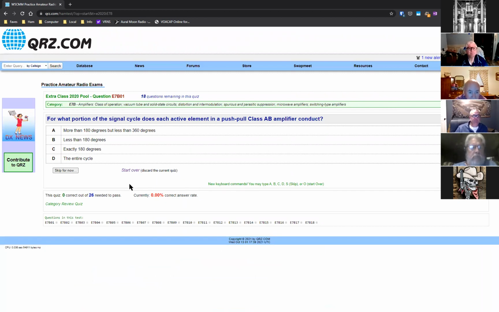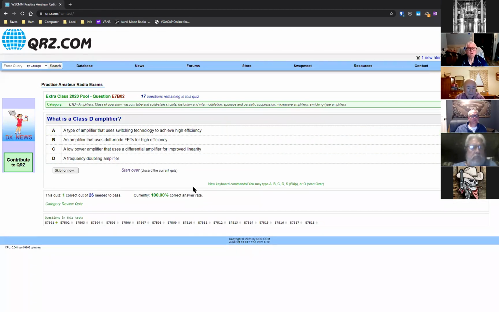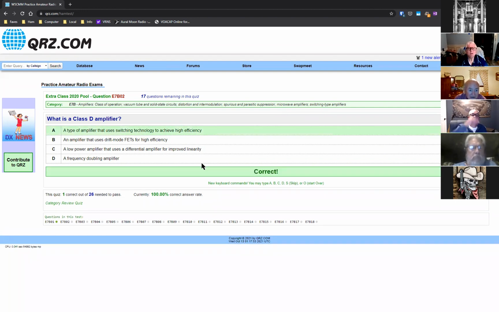For what portion of the signal cycle does each active element in a push-pull class AB amplifier conduct? A. Yeah, that's going to be A. What is a class D amplifier? A. Yeah, A again.